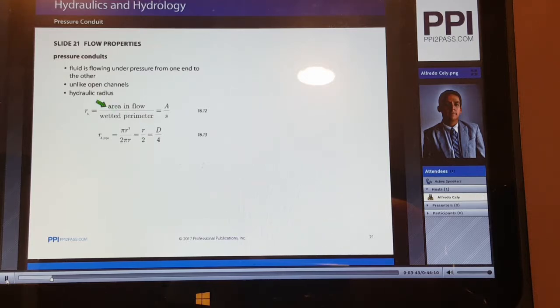The hydraulic radius is a simple concept. It's the area in flow divided over the wetted perimeter. The wetted perimeter is one of my favorite concepts within hydraulics because its simple name almost describes in a picture what it means. The wetted perimeter is simply the periphery of the channel that is wet. So in a pipe that is flowing full, if we solve the geometrical equations, the hydraulic radius is going to be the diameter of the pipe divided over 4. And that is if the pipe is flowing full.